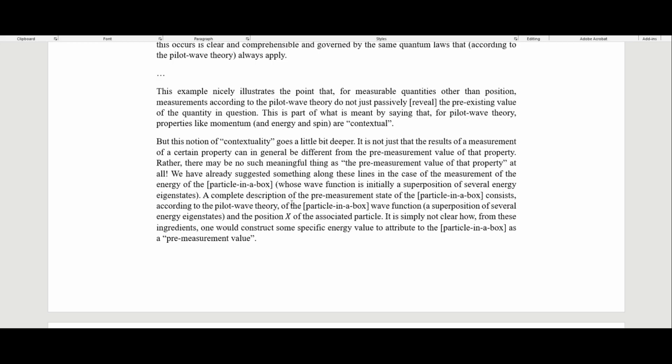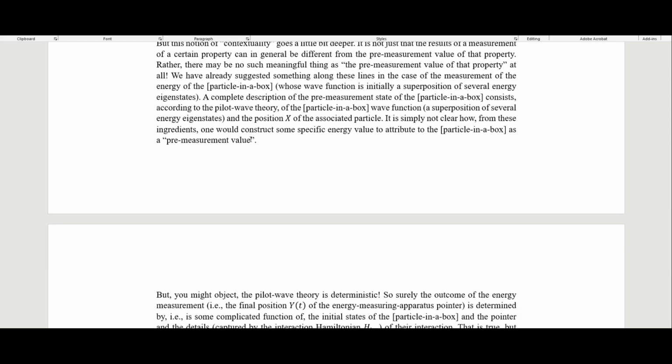A complete description of the pre-measurement state of the particle in the box consists, according to the pilot wave theory, of the particle in a box wave function, so a superposition of several energy eigenstates, and the position x of the associated particle. It is simply not clear how, from these ingredients, one would construct some specific energy value to attribute to the particle in the box as a pre-measurement value.